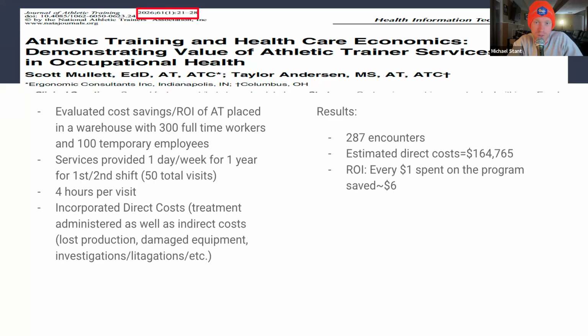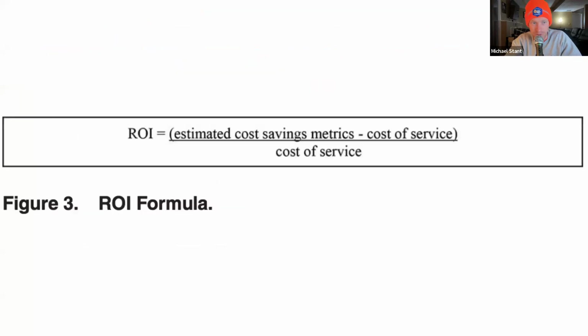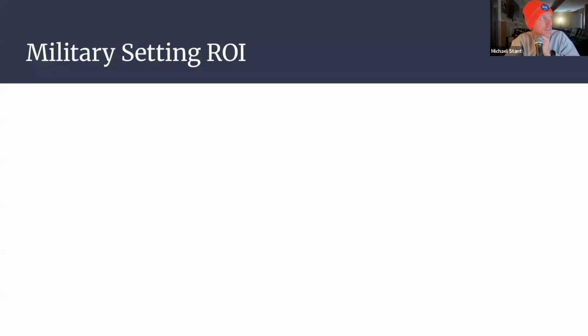What that came out to with the indirect cost was every $1 spent on the program saved $6 for the company. And that's the return on investment formula that was utilized in that article. So, we did high school, we did industrial, and next we'll do military.